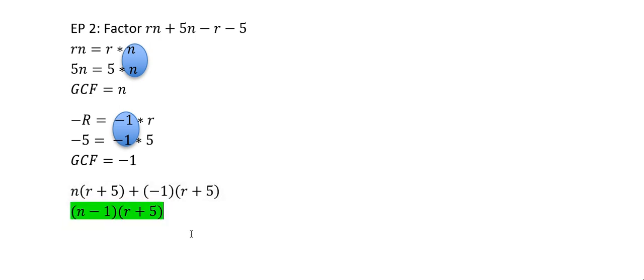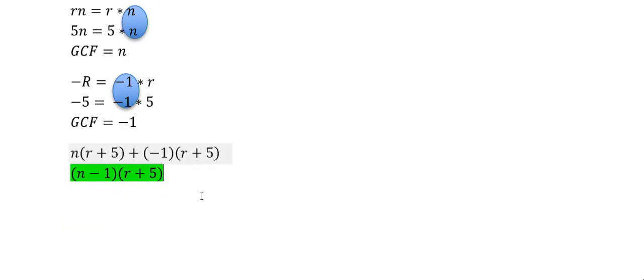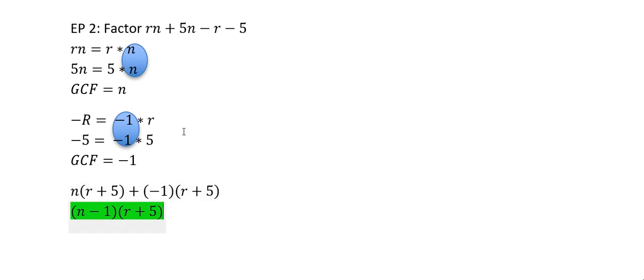That's my final answer. And if you went and FOILed that out, you would get this as your original equation. We would get first, r times n, outside, 5 times n, inside, negative 1r, and last, negative 1 times 5 is negative 5. So that is correct.